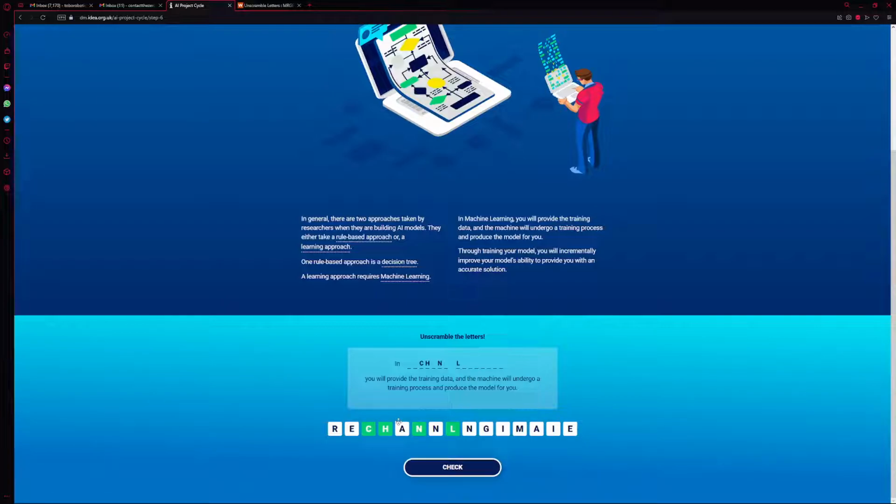Channeling. So we got CH in the correct place. So let's try and rearrange these. So we got A in the right place. N is in the right place. So bring the N across here. The H in the right place.